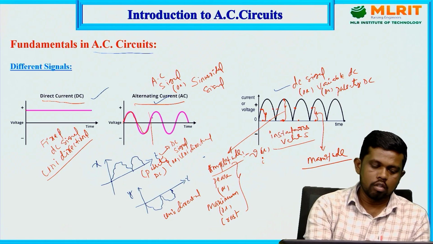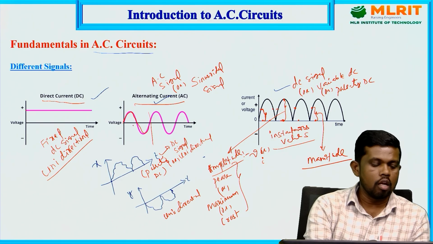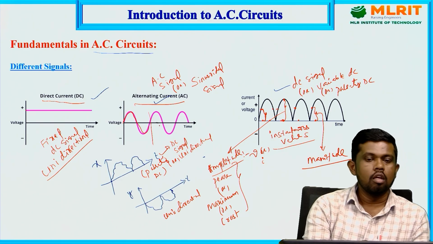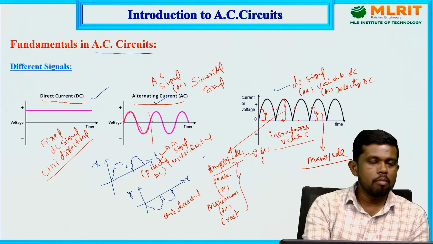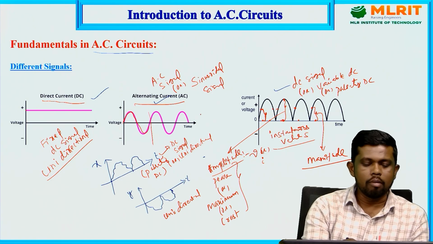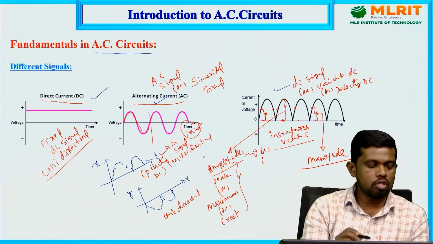This is the minimum span of the signal, the minimum value of the signal which separates the repeated waveform. Hence this phenomenon is simply called the time period. This is the time period of the signal.